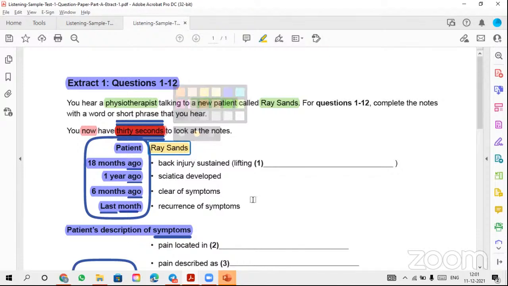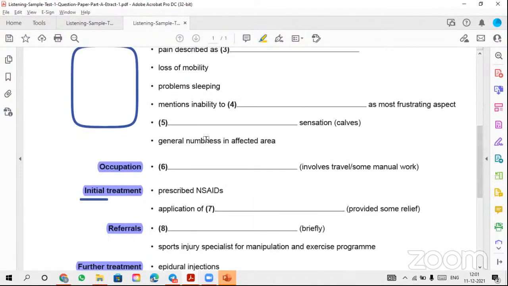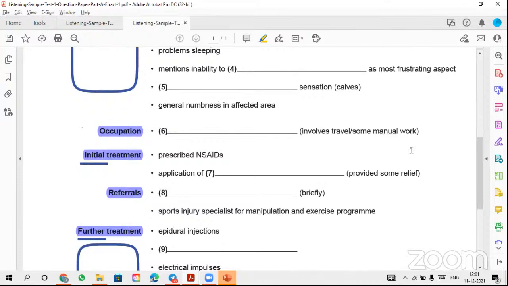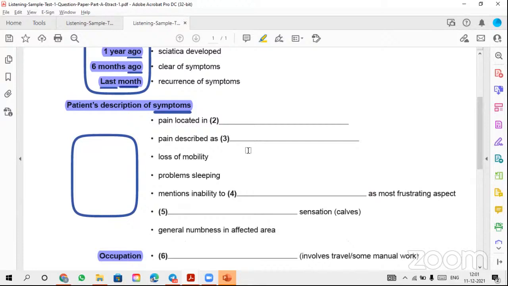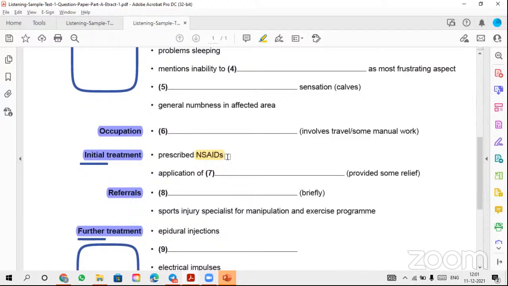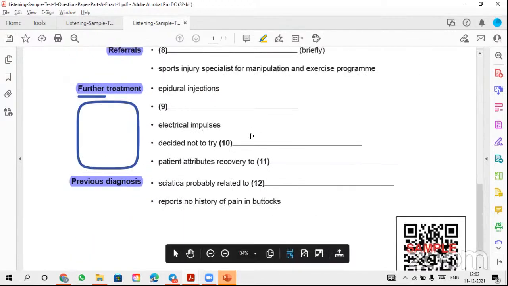Names, underline. Next one, names. Just look for names, anywhere names are there. NSAIDs, capital letters. See capital letters, underline or highlight. Names will have capital letters. So very important.